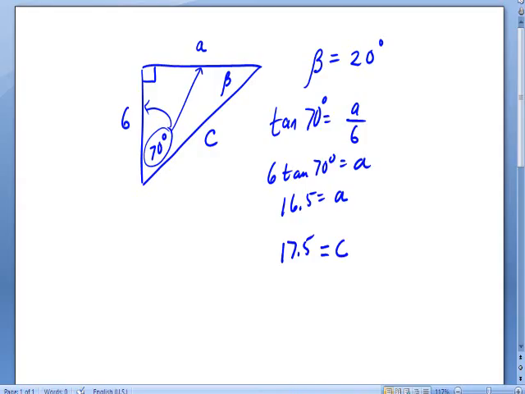This concludes the module on right triangle trigonometry. The key things to remember from this module: you do need to know that sine is opposite over hypotenuse, cosine of an angle is adjacent over hypotenuse, and tangent of an angle is opposite over adjacent. We can also work with cotangent, secant, and cosecant in this way, but we don't see them as often.